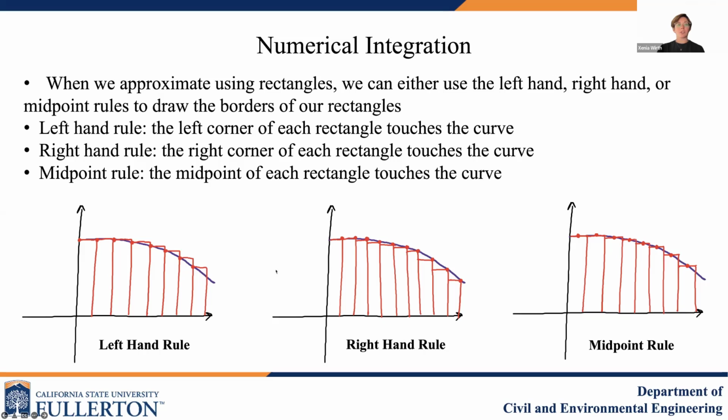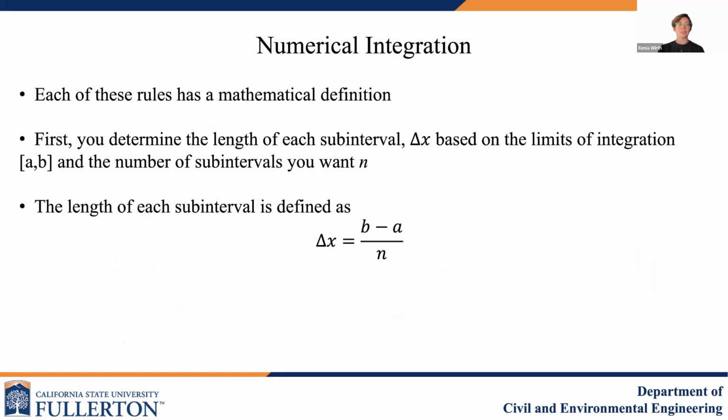To solve some of these issues with either over-approximating or under-approximating the area, we can also use the midpoint rule, where the midpoint of each rectangle is actually the point on the curve. So we overestimate a tiny bit, underestimate a tiny bit, but it tends to be the most accurate of the three rectangular methods. Each of these rules has a mathematical definition.